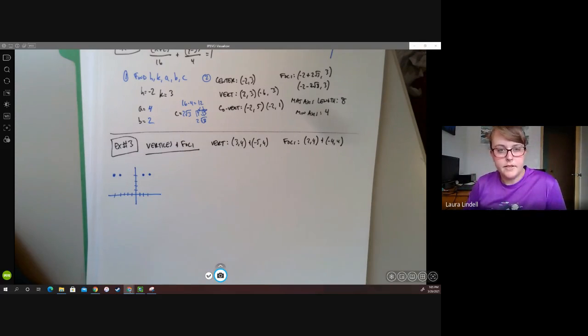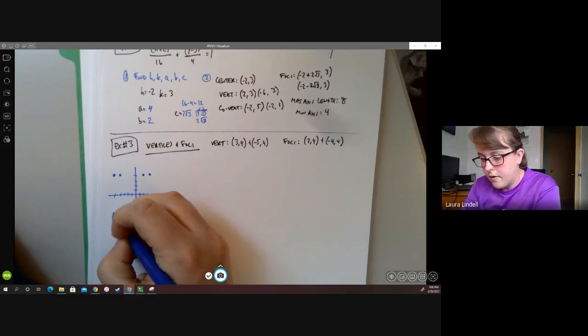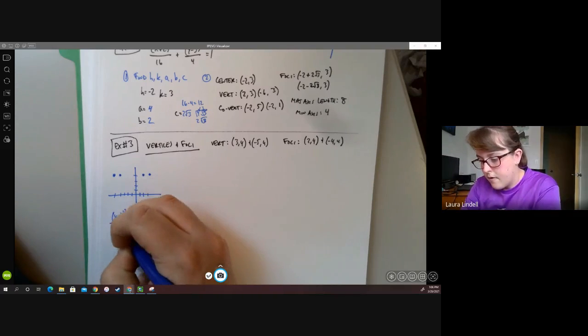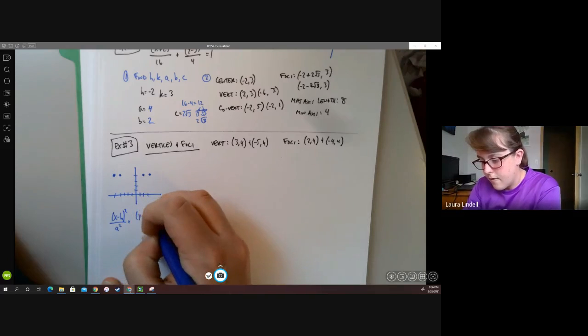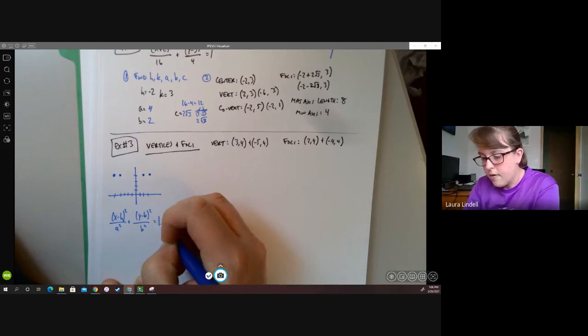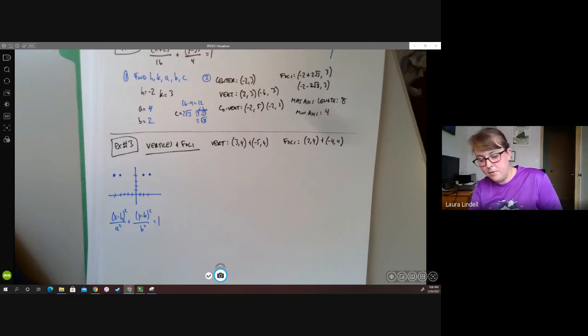Okay, so that tells me that we're working with something in a horizontal major axis orientation. So that means we're going to have (x minus h) squared over a squared plus (y minus k) squared over b squared, is kind of what we're working with here. Okay, so that's what we should be thinking. And we need to find h, k, and b.